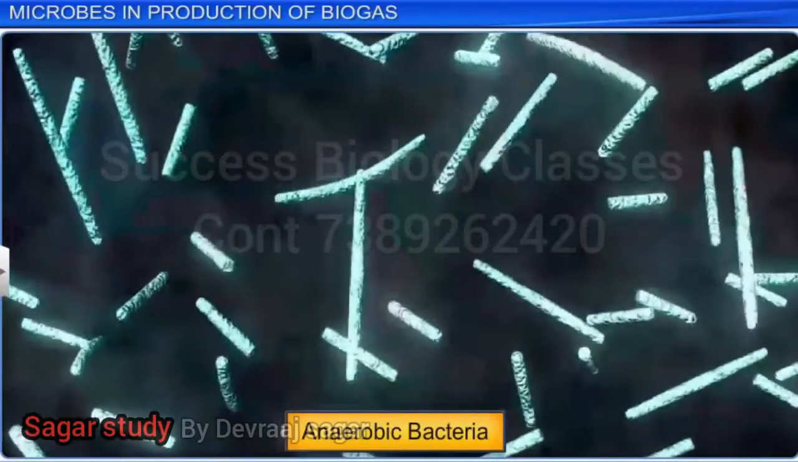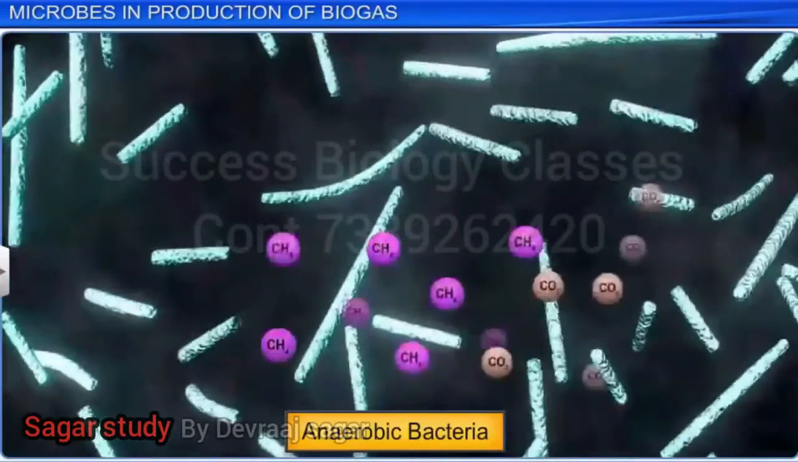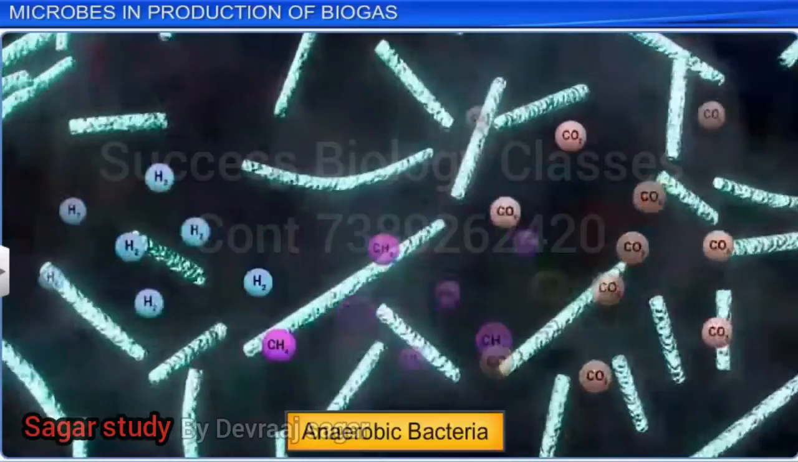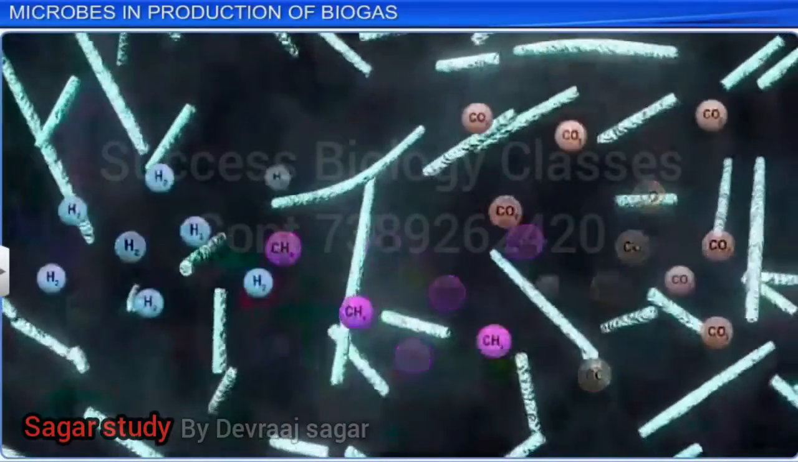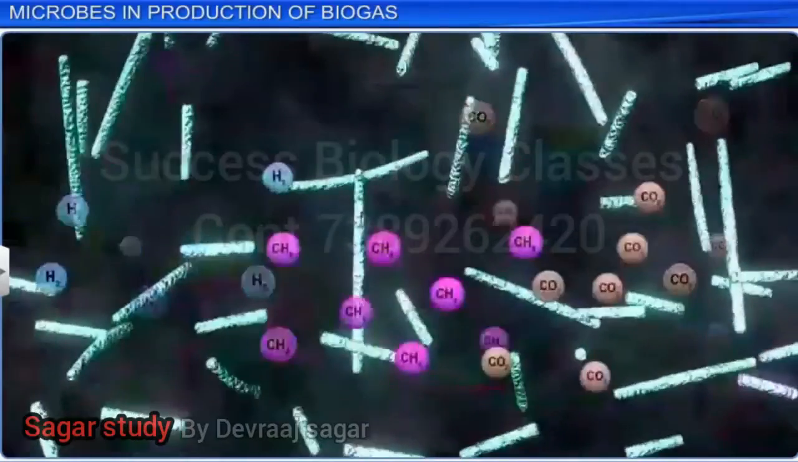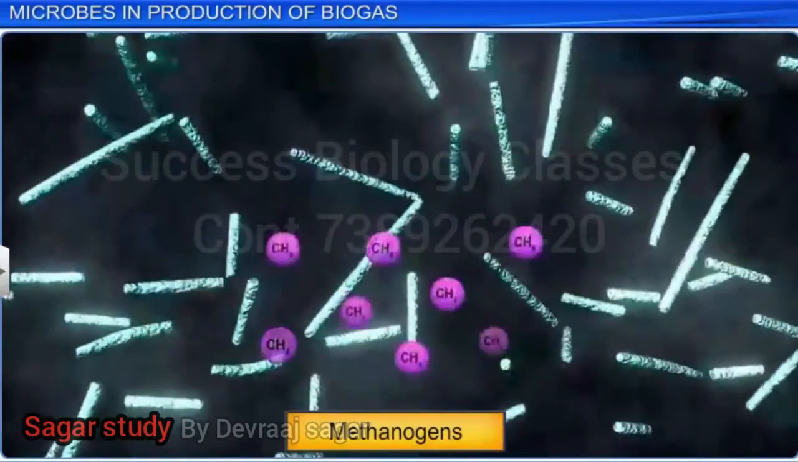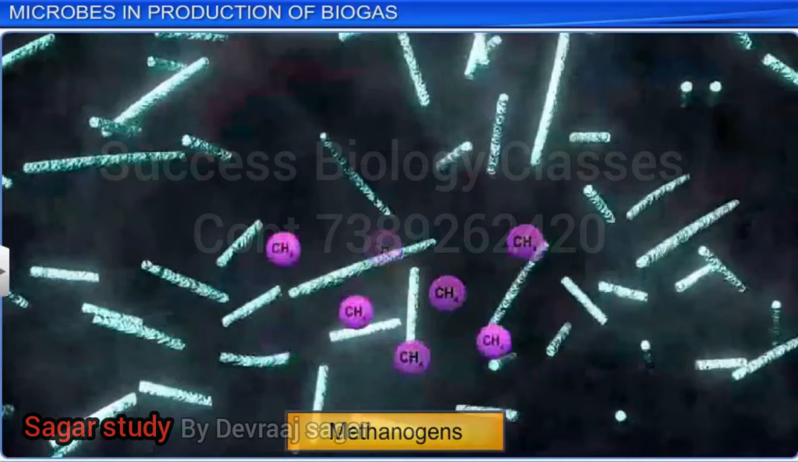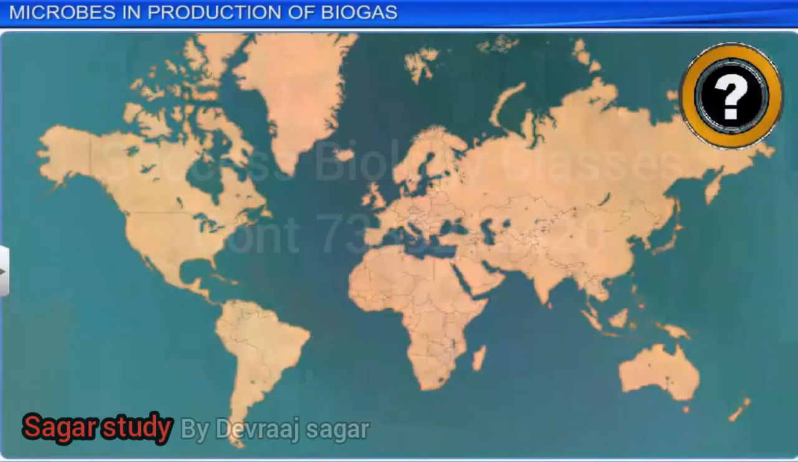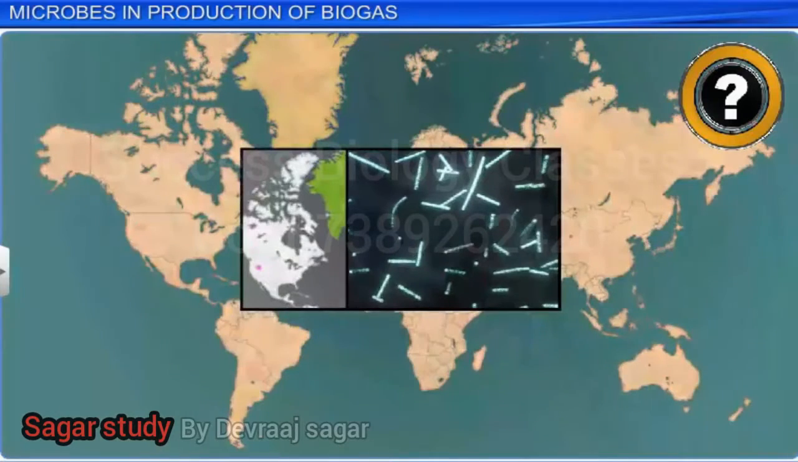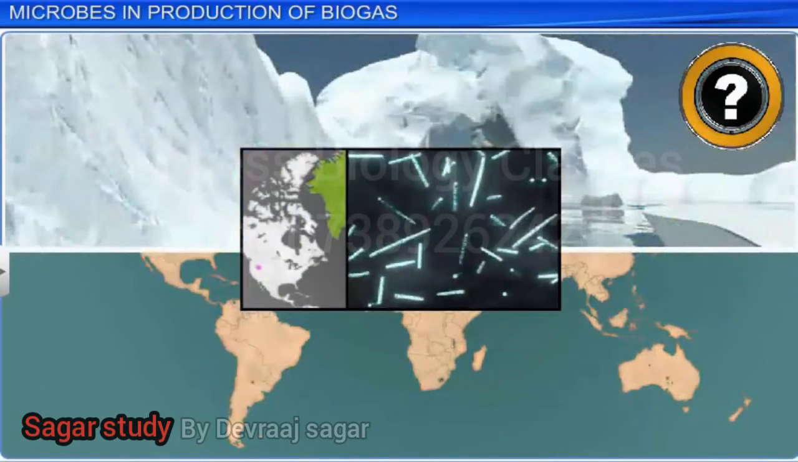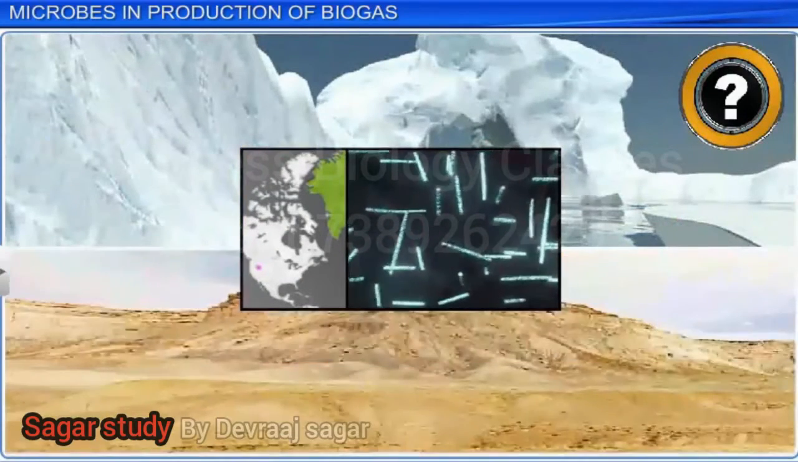produce copious amounts of methane along with carbon dioxide and hydrogen gases. Due to this reason, these bacteria are collectively known as methanogens. Did you know that explorers have found methanogens even in extreme climates such as under the ice in Greenland and in the hot, dry desert of Utah in the United States?